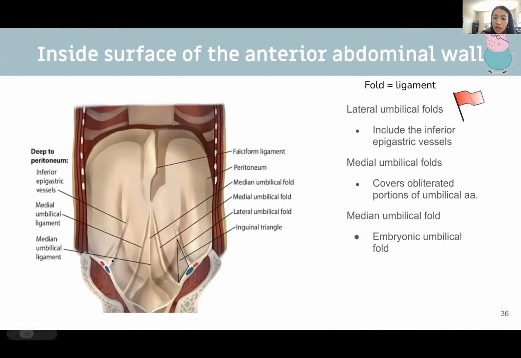So just learn that the lateral umbilical folds have those. Then, actually, no, they do test you on this as well. The medial umbilical ligaments cover what used to be the umbilical artery, and then the middle one, the median, is the obliterated urachus, basically. So the embryonic umbilical fold. Don't know why I said that, but yeah, basically the obliterated urachus. Okay, cool. And then next.